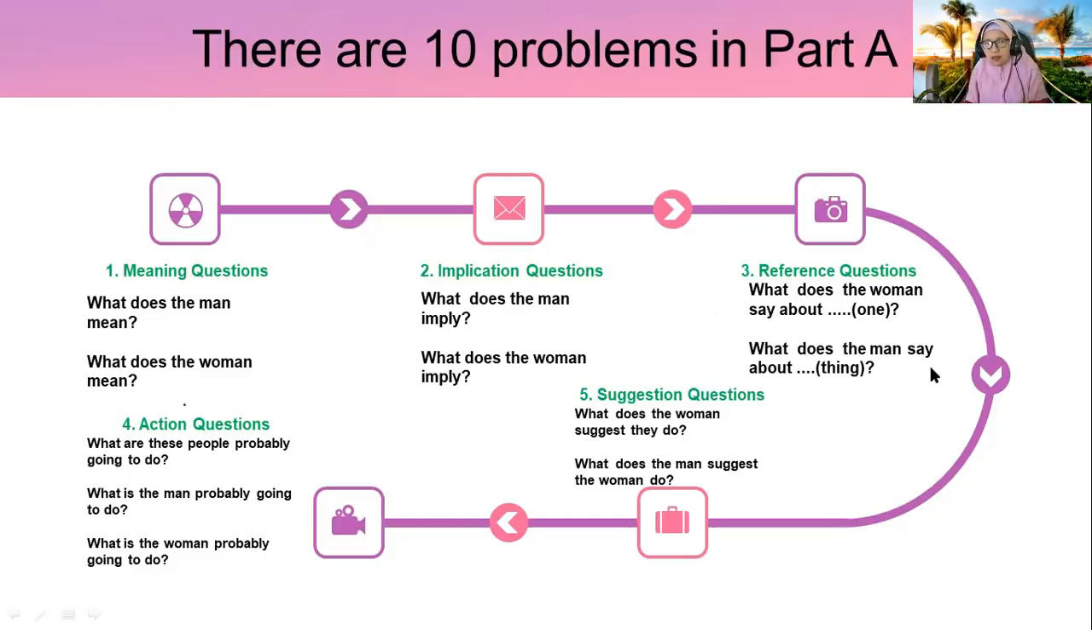The third problem is about reference questions. On the reference questions, there are two questions where the speaker asks you after the ending of the conversation. The speaker will ask, what does the woman say about someone? What does the man or the woman say about something? It can be someone or something. Yeah, these are the three problems.